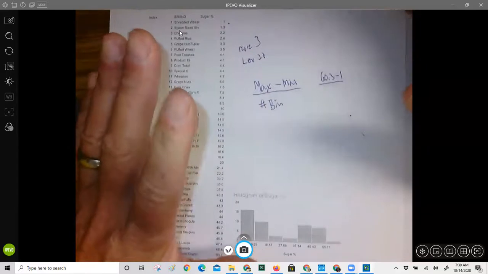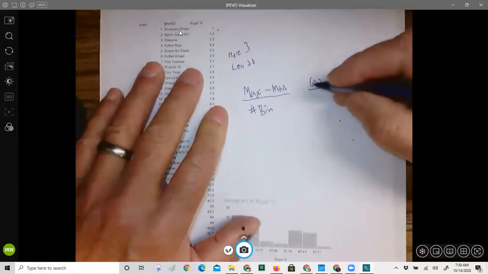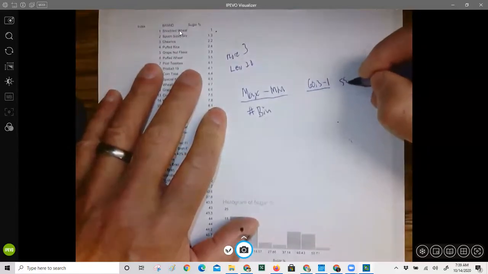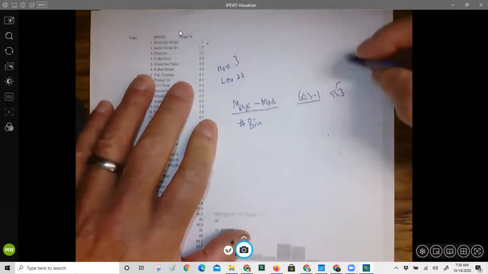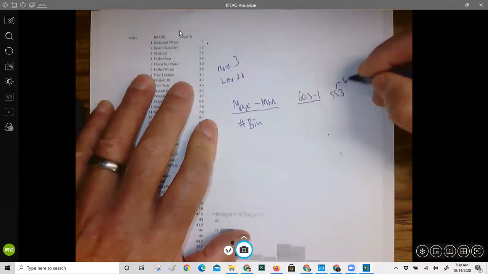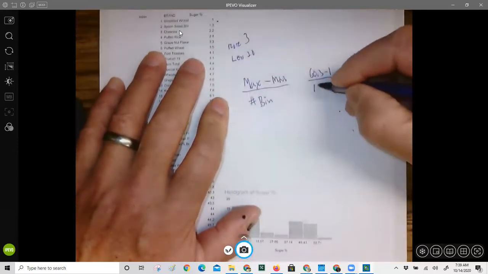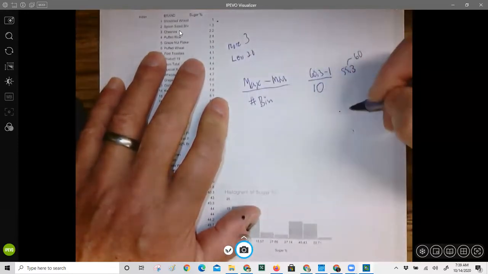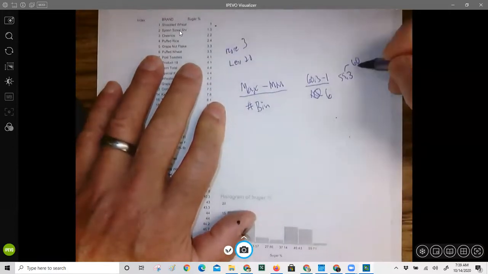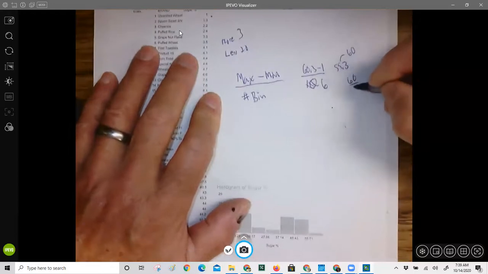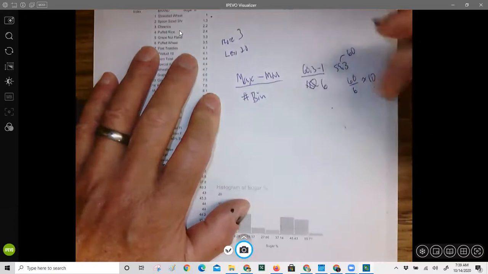Well, let's see, 60.3 minus 1, and then I have to think about how many bins I want. I want to make this easy if I'm doing this by hand. So I see this is 59.3. Well, for this data set, isn't this pretty close to 60? That's just about 60. So if I divide this into 10 bins, or actually let's just make these 6 bins, okay? If I do 6 bins, 60 divided by 6 is 10. So that tells me I want each bin to be about 10 wide.